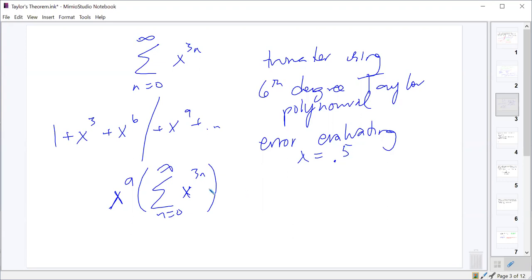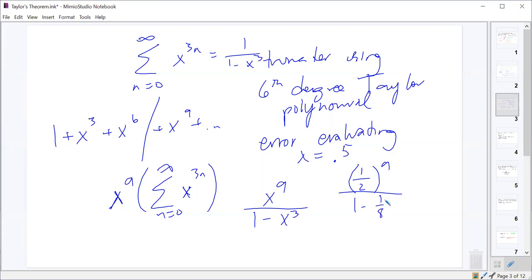Or what is the function that this series represents? The function itself: 1 over 1 minus x cubed, right? So this should become x to the 9th over 1 minus x cubed. And if we're just going to evaluate that at a half, that should become 1/2 to the 9th over 1 minus 1/8. So we got, whatever that comes out to be.